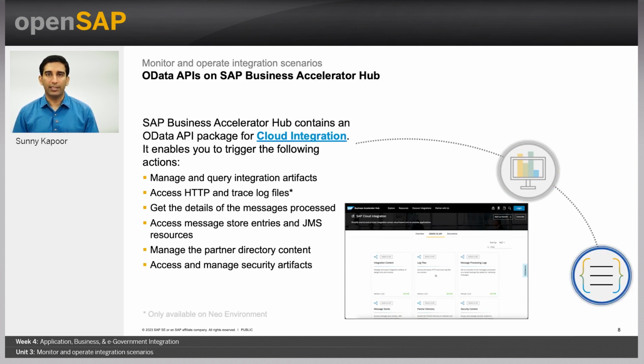The OData APIs of SAP Cloud Integration provide a set of standardized interfaces that allow developers to interact with and manage various aspects of the integration platform programmatically. These OData APIs are documented on SAP Business Accelerator Hub and provide a powerful and flexible way to interact with SAP Cloud Integration, enabling developers to build custom integrations, automate processes, and extend the capabilities of the platform.